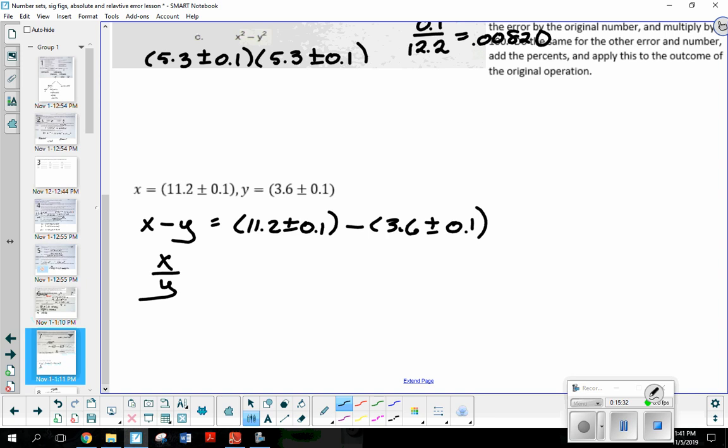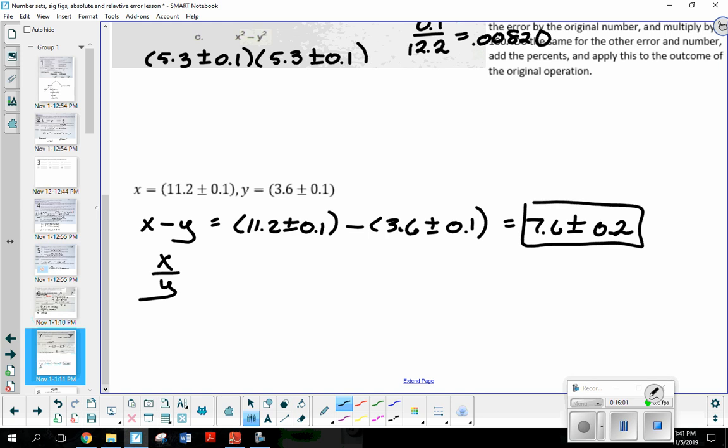Okay, so I'll definitely give you a little more time for the division, but let's look at the difference. Remember, adding and subtracting is very straightforward. I've got the exact values of 11.2 and 3.6, so I just subtract those. What would that give me? 7.6. So this would be 7.6 plus or minus. Now, no matter whether I'm adding or subtracting values with error, what do I do with the absolute errors? I always add those. So the 0.1 plus 0.1 is just a 0.2.